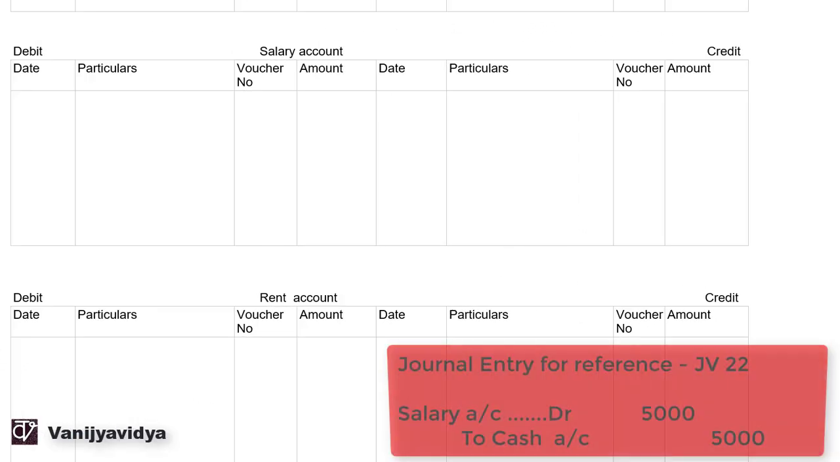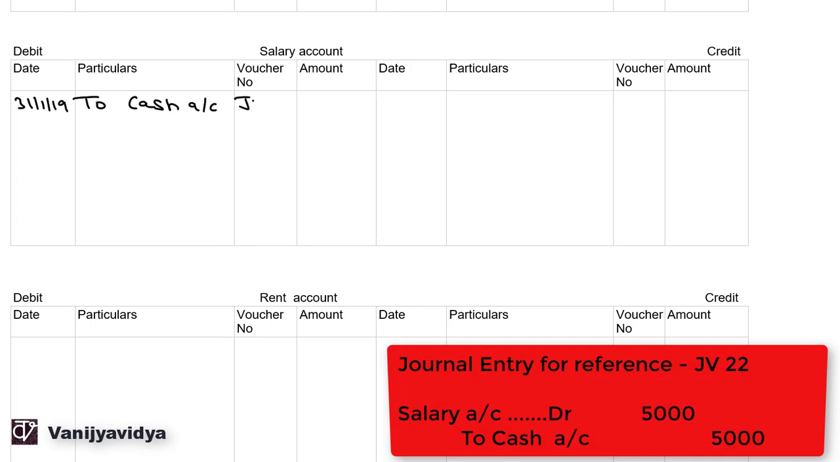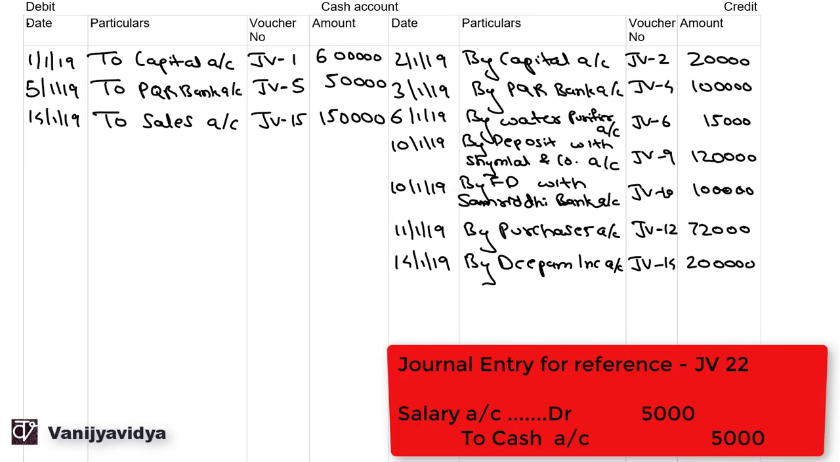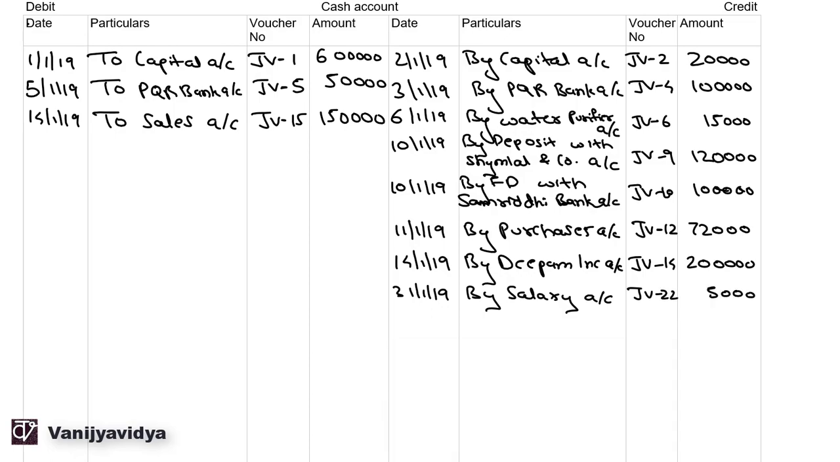On the debit side of salary account 31st Jan 2019 to cash account voucher number JV22 amount 5,000. On the credit side of the cash account 31st Jan 2019 by salary account JV22 5,000. Now let's move on to the next journal entry.